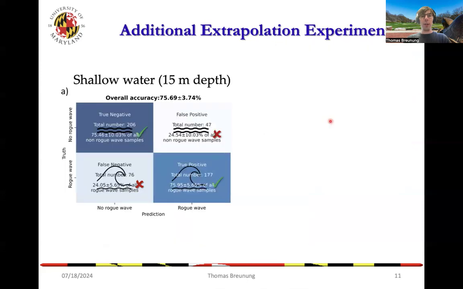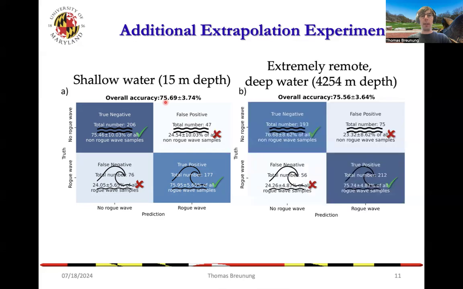And we tested this further by considering shallow water. The prior buoy was at about 260-meter water depth. The same story holds also for shallow water buoys, where other physical aspects come into play. Again, we observe an accuracy of about 75%.